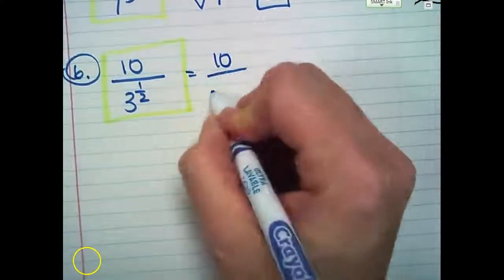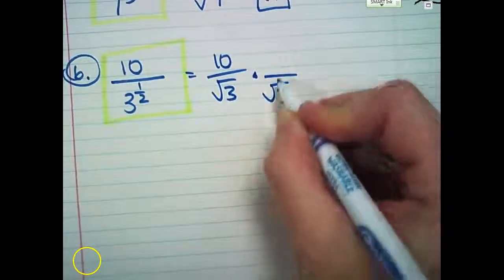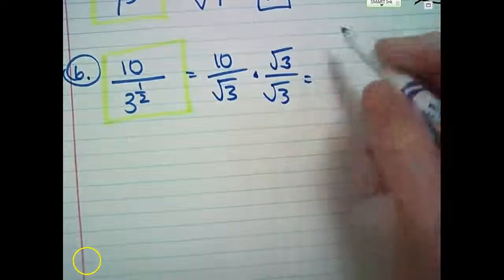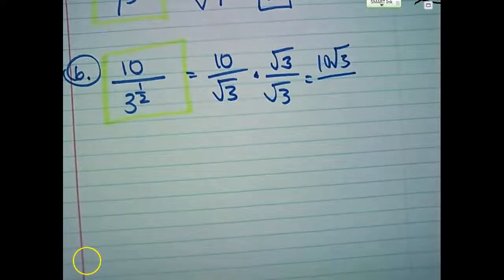10 over square root of 3. Square root of 3 just means you multiply it by itself, right? You see 2 3's. So times root 3 over root 3. Which would be 10 root 3 over what goes in the denominator here. What's root 3 times root 3? Root 9, which is 3.